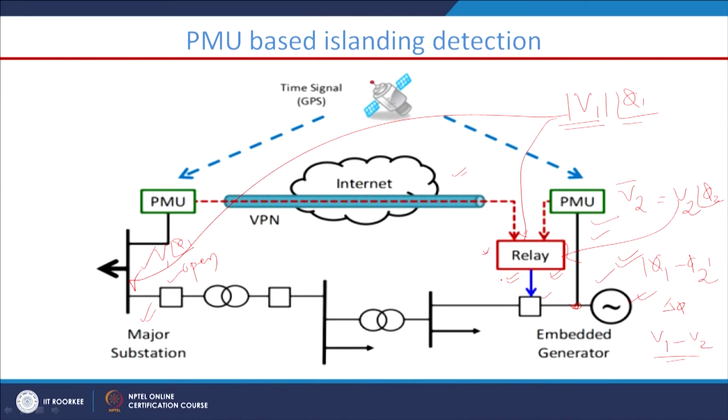Not only the voltage, we can also take the positive sequence current magnitude and phase angle, and from those features we can always take the final decision at this relay terminal, whether islanding is there or not.